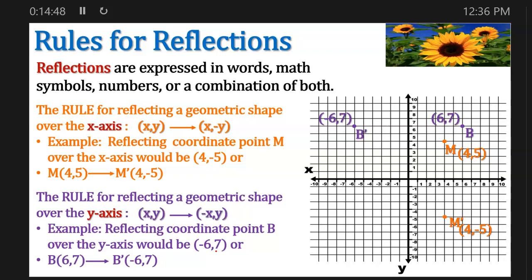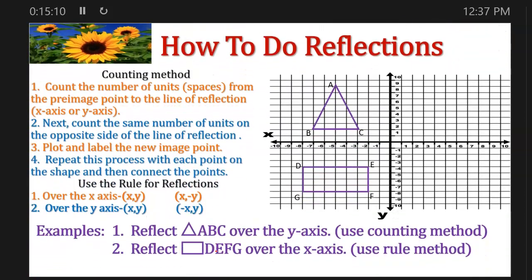And again, if you get zeros in your points, remember 0 cannot be positive or negative. So if that ends up being something that you're supposed to change the sign on, don't change the sign, just leave it as a 0. Sometimes things, when they flip over a line, kind of land right back on that line if they're already located on the line.